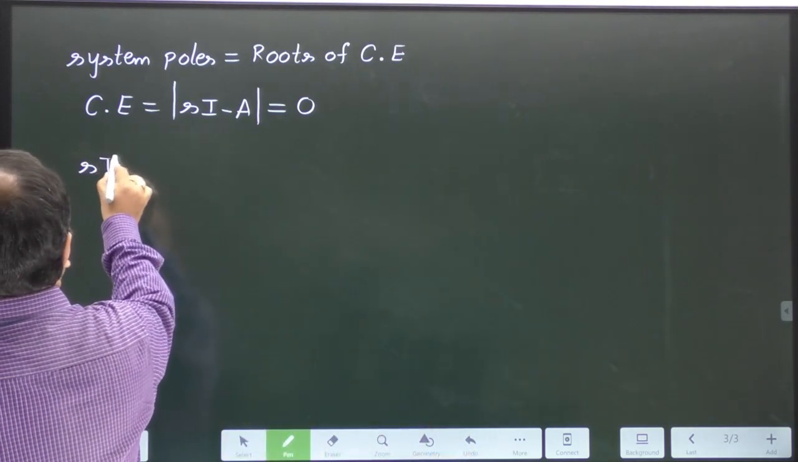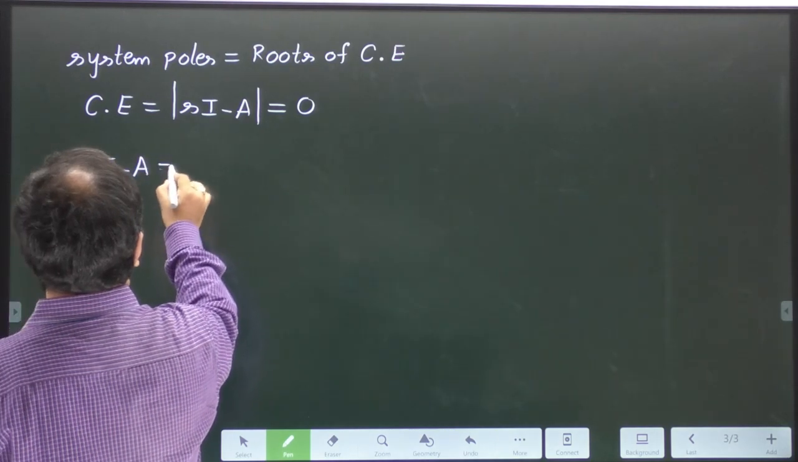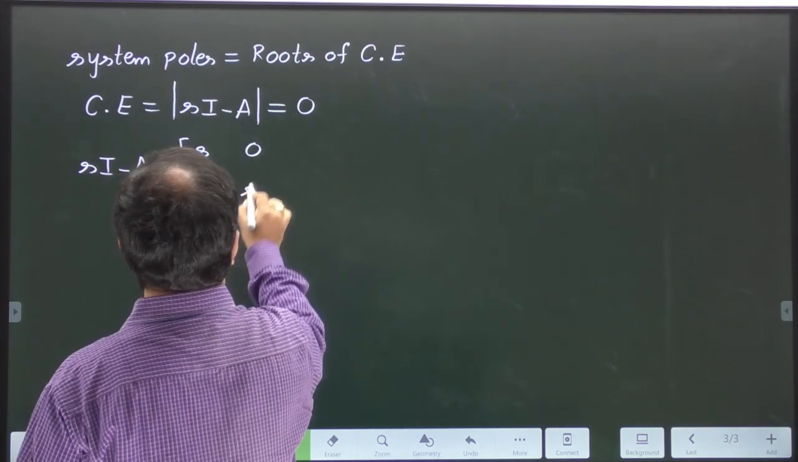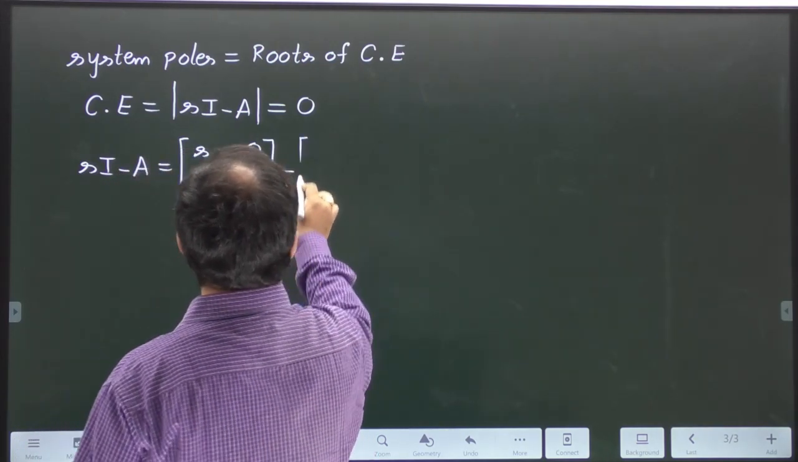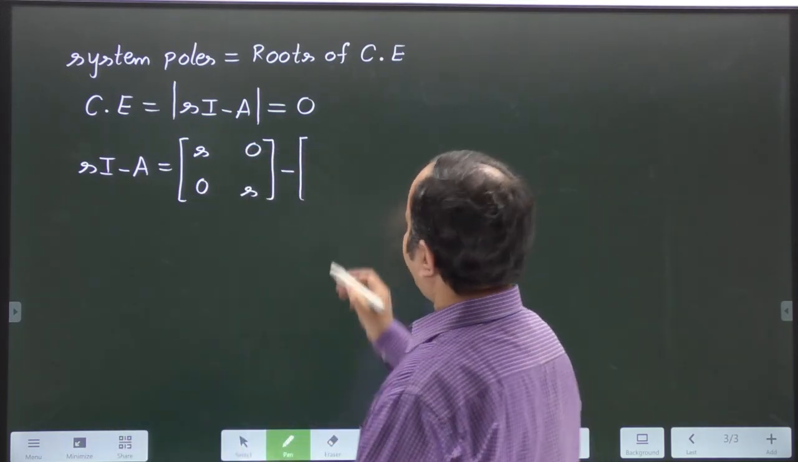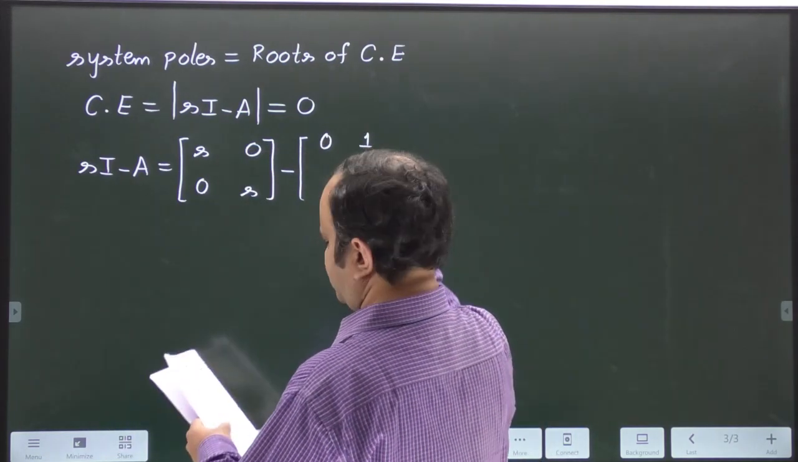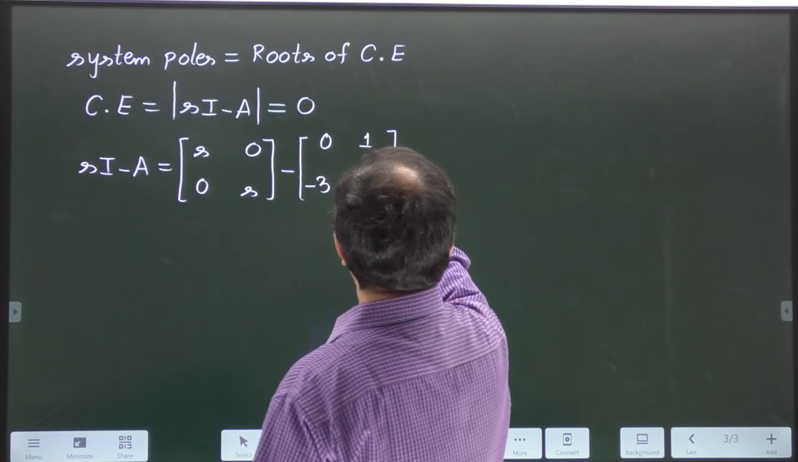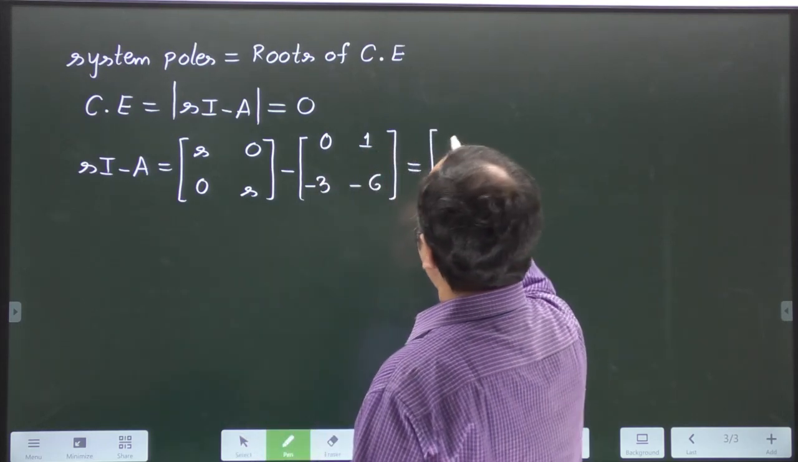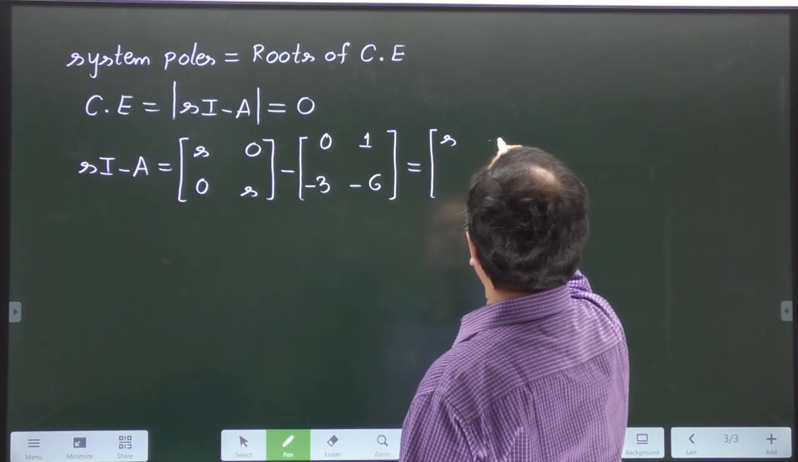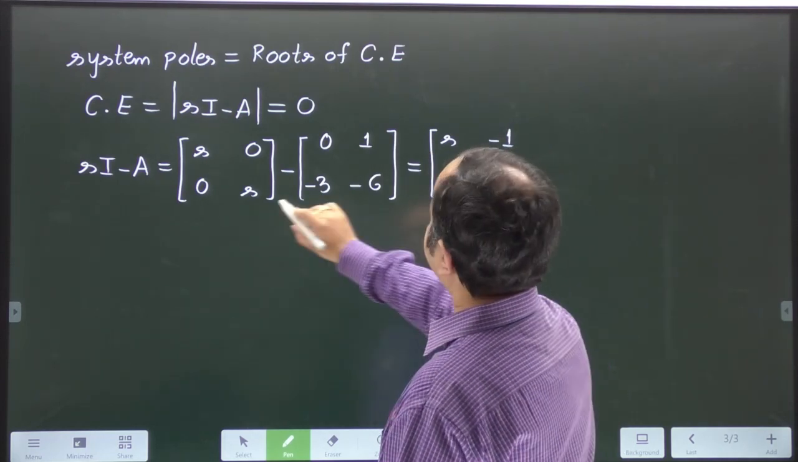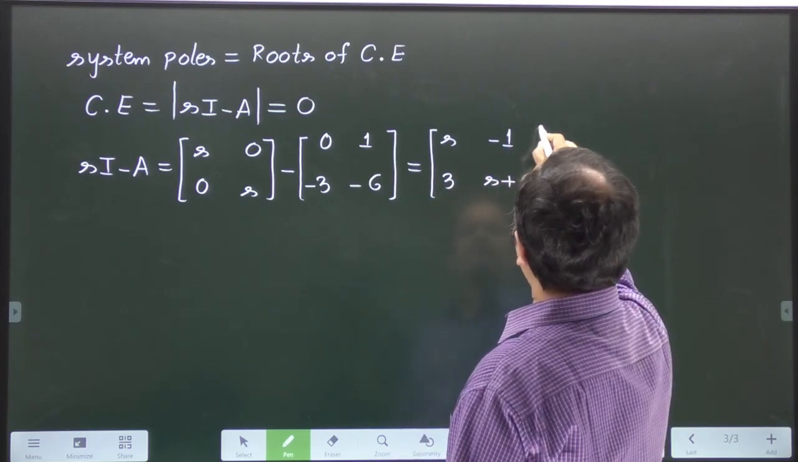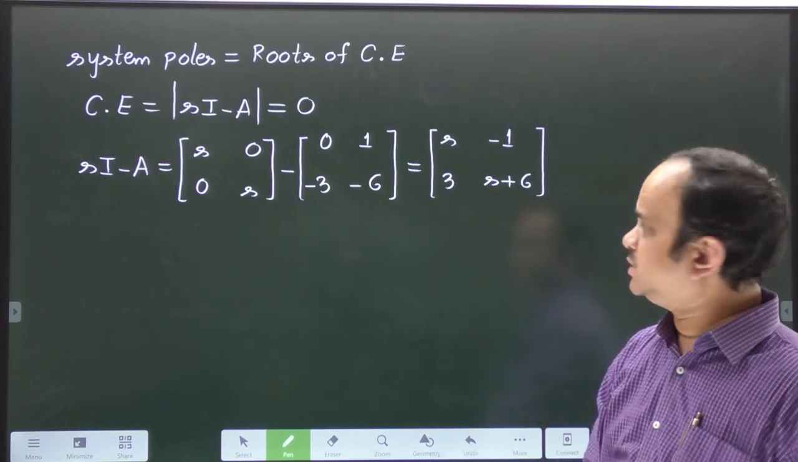sI minus A is s 0 0 s minus matrix A, which is given as 0 1 minus 3 minus 6. So from this, we get s, minus 1, plus 3, and s plus 6.